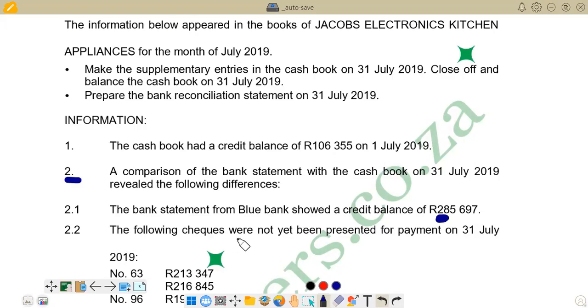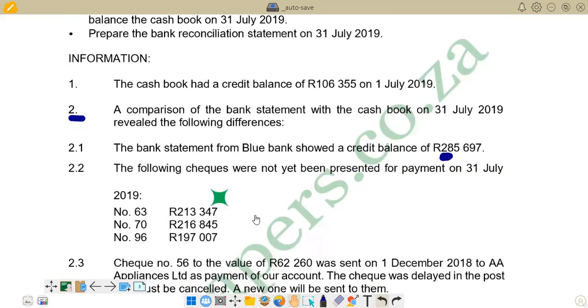On 2.2, it reads: the following checks had not yet been presented for payment on 31 July 2019. We have these checks given here, three of them: number 63, number 70 and number 96. It means these checks were not yet presented for payment on 31 July 2019, so this is going to affect the bank reconciliation. We're not concerned about this adjustment in the cash book. This balance we are given is supposed to go to the bank reconciliation, so we can leave it and you post it in the bank reconciliation statement.